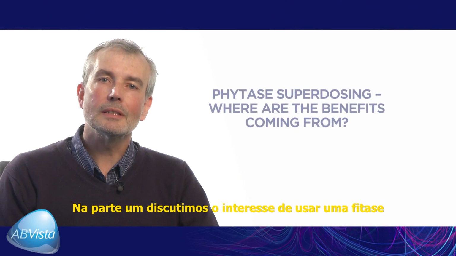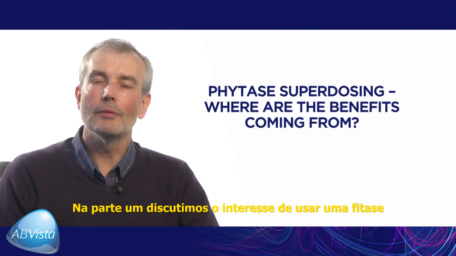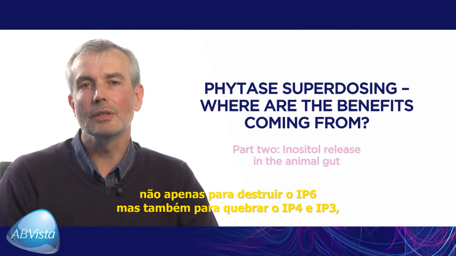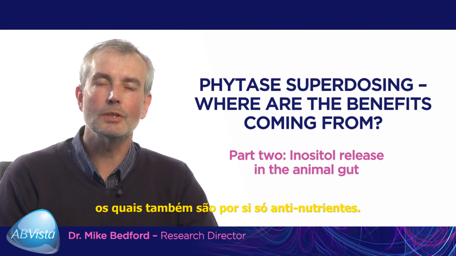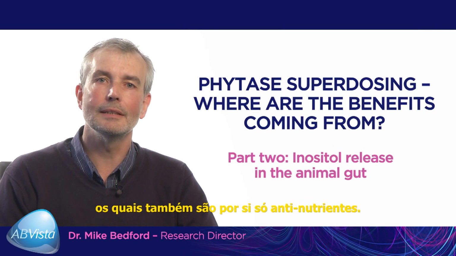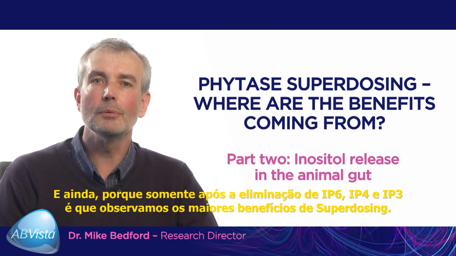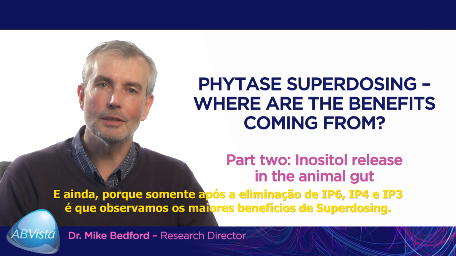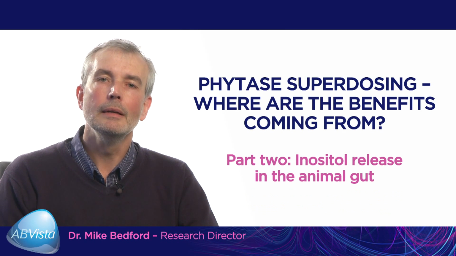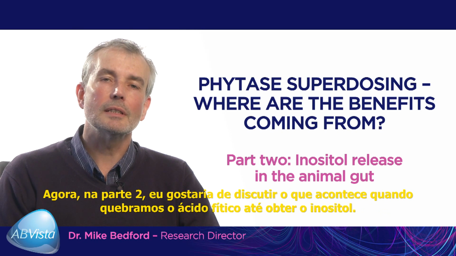In part 1, we discussed the value of using a phytase not just in destroying IP6, but also in breaking down IP4 and IP3, which are also in their own right anti-nutrients. And it's only when you remove IP4 and IP3 as well as IP6 that you see the major benefits of superdosing.